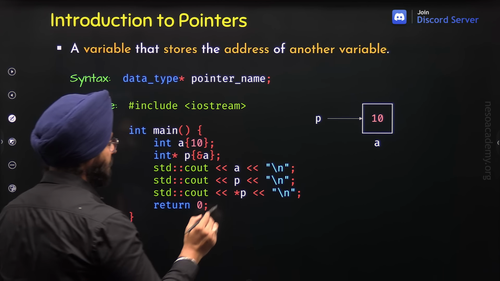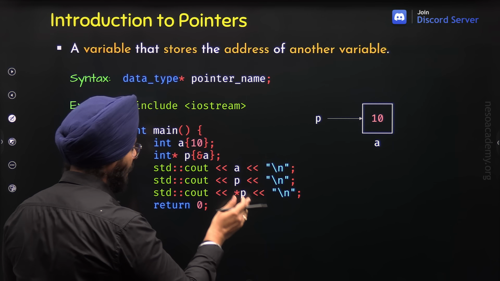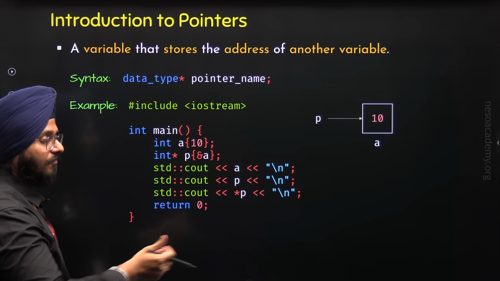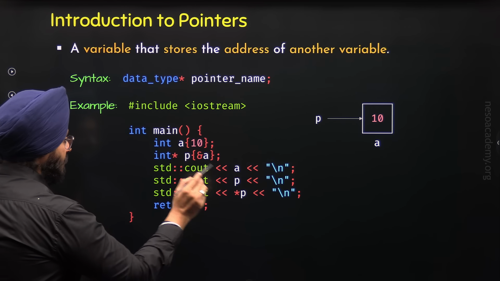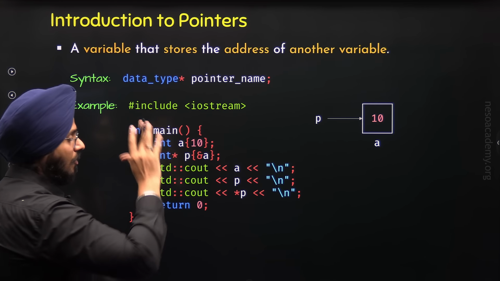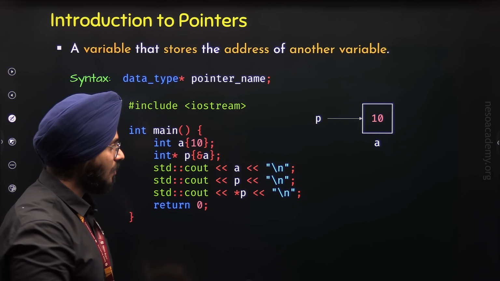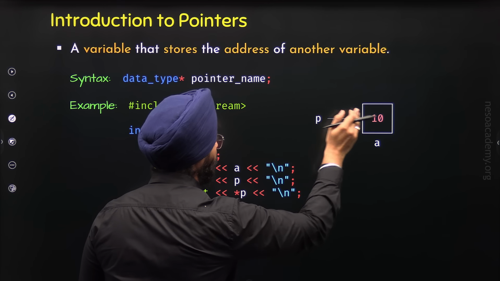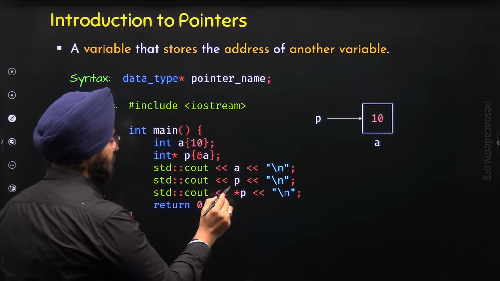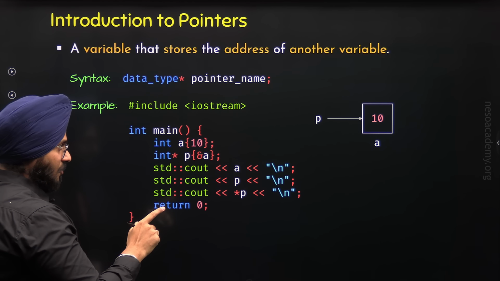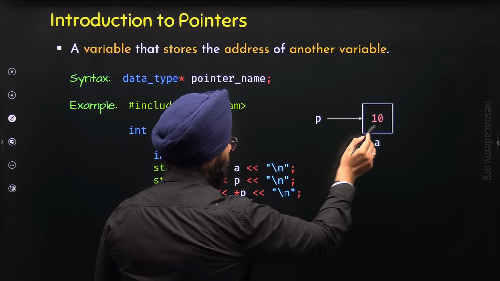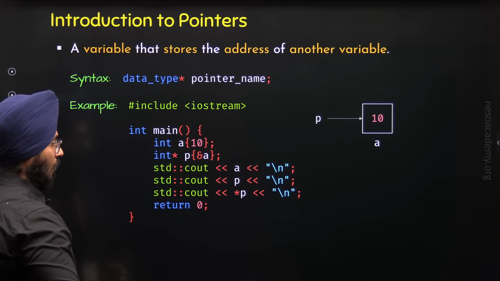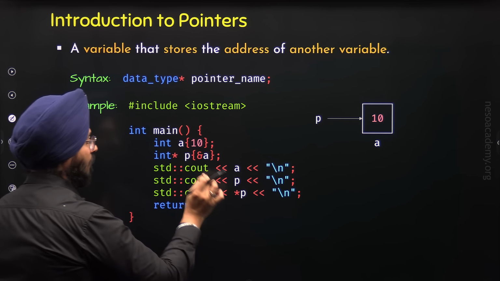Now here, if we specify an asterisk and provide the name of the pointer, then this asterisk behaves differently. This asterisk is also called the indirection operator. This allows us to access the content of the variable which is pointed to by the pointer. Here we have specified *p. This means we want to go inside this variable a and access this value. And therefore, we will get 10 on the screen because of *p.